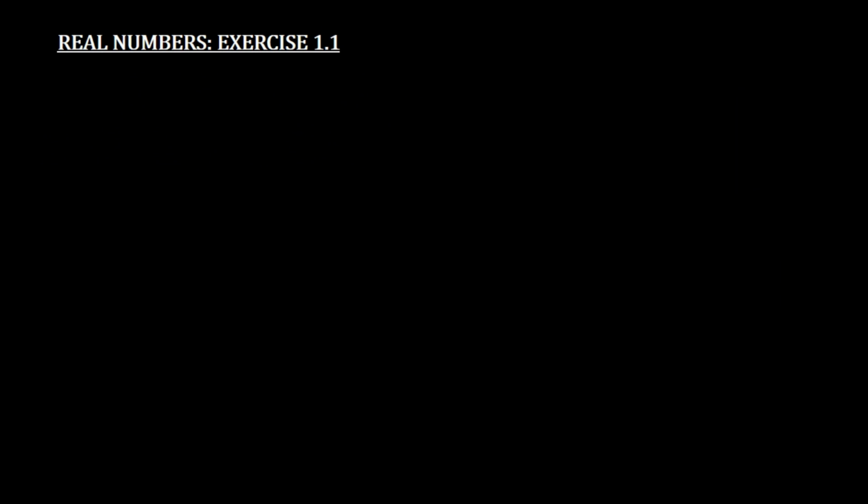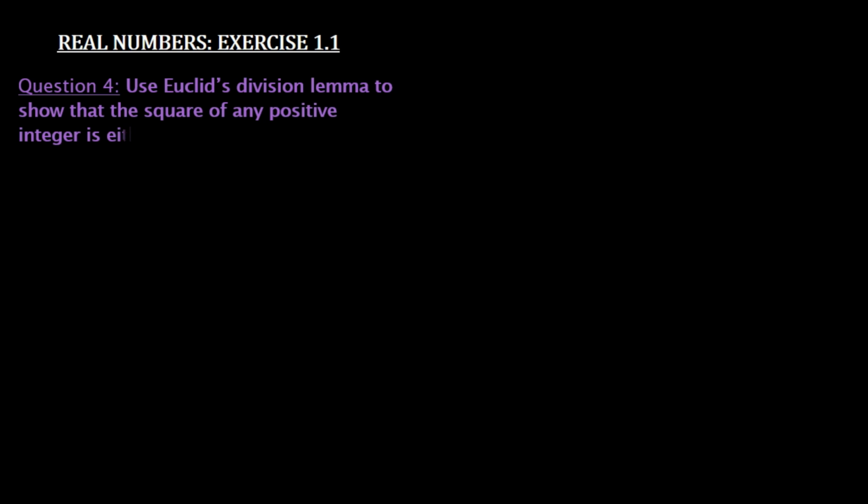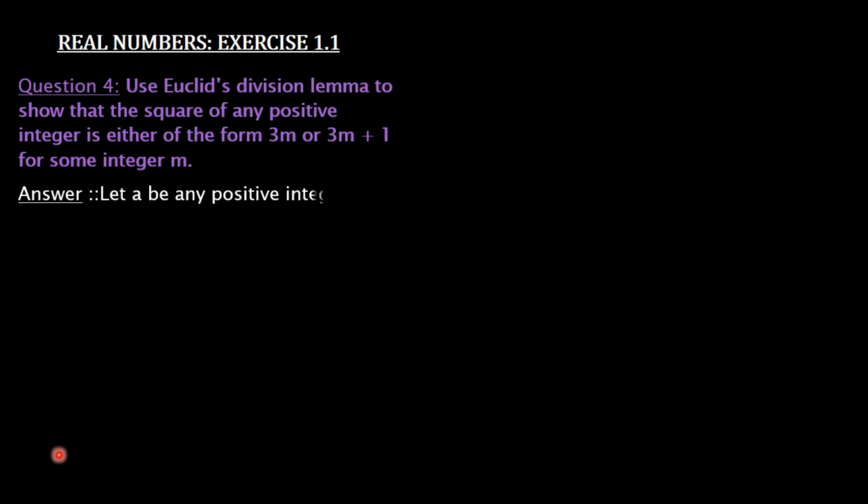So here we have the next. Use Euclid division lemma to show that the square of any positive integer is either of the form 3m or 3m plus 1 for some integer m. So here what we have to prove is, if a is any positive integer, then a square equal to 3m or a square equal to 3m plus 1 for some integer m. This is our problem. Okay, let a be any positive integer, then we have to prove a square equal to 3m or a square equal to 3m plus 1.